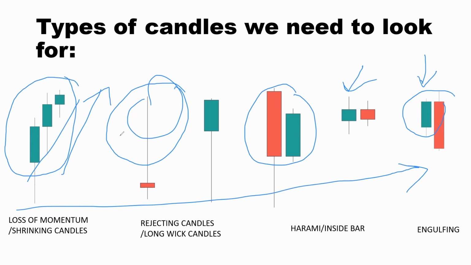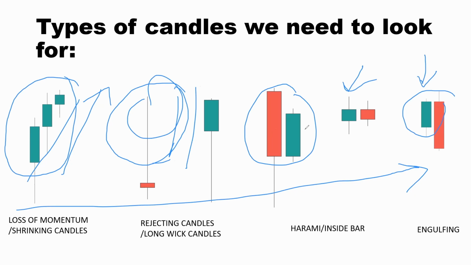After loss of momentum, if you can see rejecting candles, it can be one massive rejection or multiple rejections. Sometimes we have multiple rejections from that area. Then you can start saying that, okay, if I see a harami, it's okay. And what is a harami telling me?